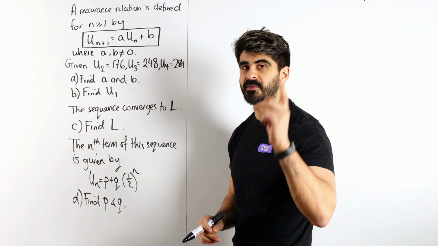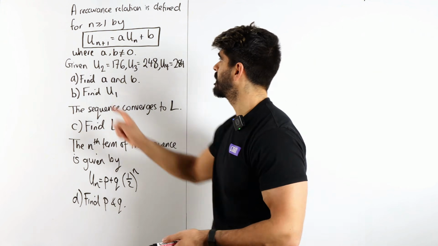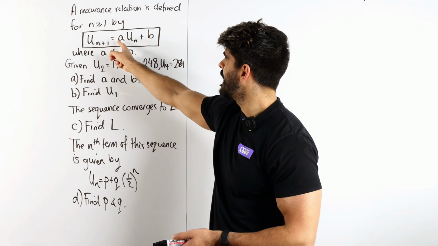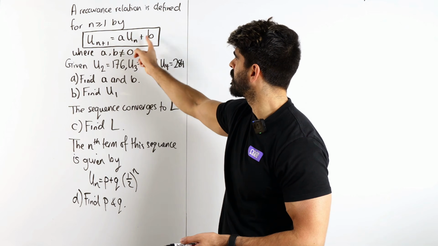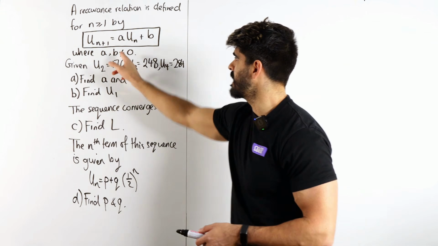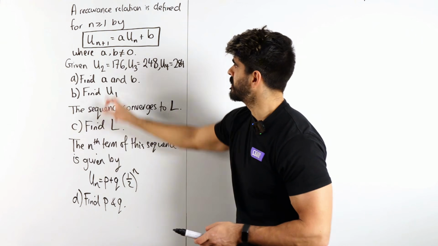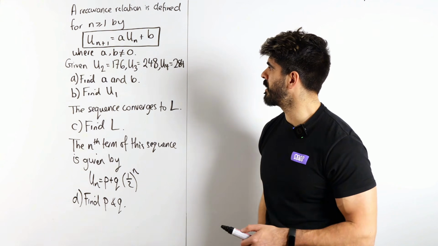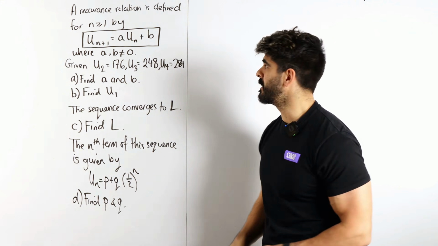Now let's remind ourselves what this means. It's saying to find the next term, you are doing a lots of the current term plus b. And they're saying a and b can't be 0. They're saying the second term is 176, the third is 248, and the fourth is 284. Find the value of a and b.